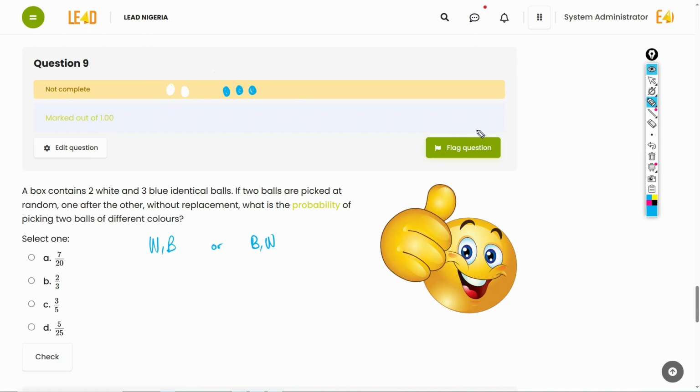So let's see. The probability of picking a white ball the first time will be 2 out of 5. So I'll take out a white ball, and the probability of picking a blue ball now would be 3 out of 4. All right, now plus, let's go do the second iteration.